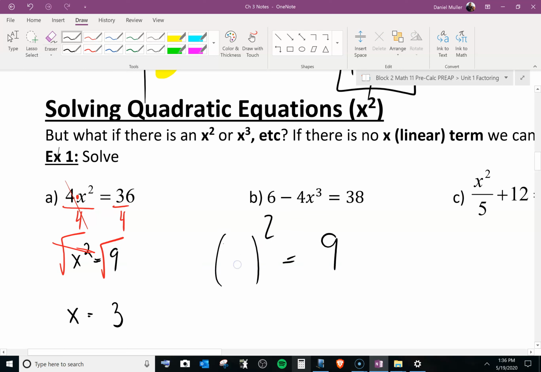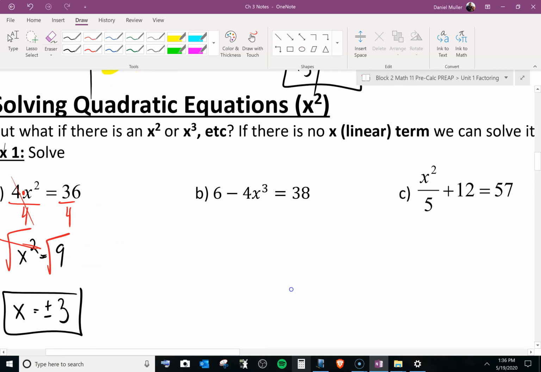But I'm also telling you, if you put a negative 3, negative 3 squared means negative 3 times negative 3, and negative 3 times a negative 3 is a positive 9. So negative 3 also works. We learned this before, and we're just recapping. Whenever you square root to cancel out the square, whenever we're solving a question like that, we need to add a plus or minus. So x equals plus or minus 3.